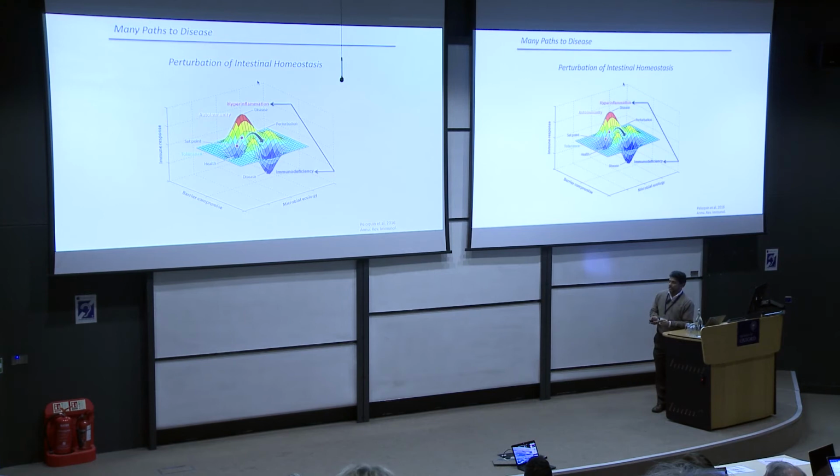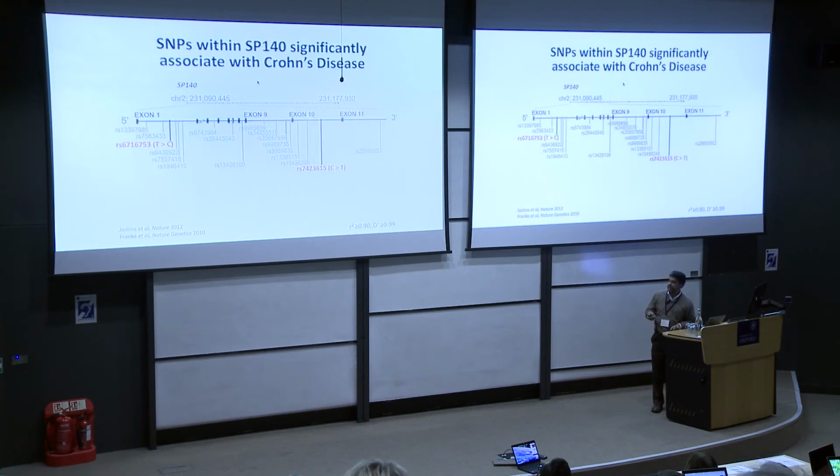A third notion that's important is that in a disease like inflammatory bowel disease, the notion was that you always had to have lots of inflammation, hyperinflammation, to cause disease. And when we started working up one of the risk alleles, we identified that immunodeficiency, so loss of immunity, also can increase the risk of autoimmune disease. An example here is with this locus. SP140 is a BTB domain containing transcription factor that's associated with Crohn's disease.